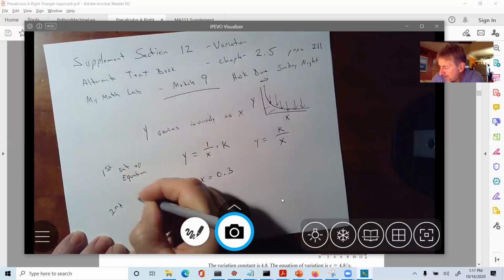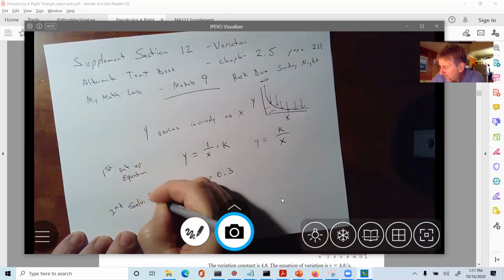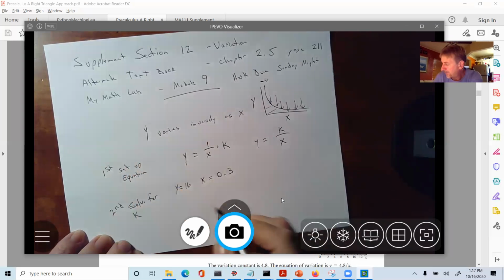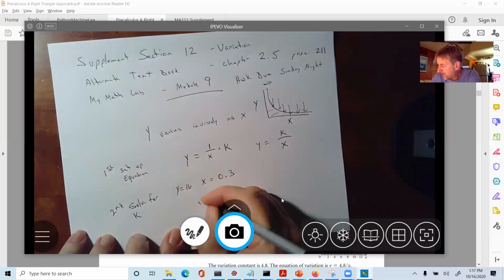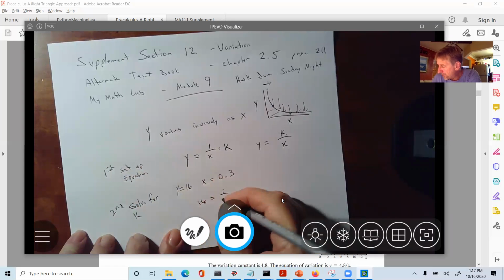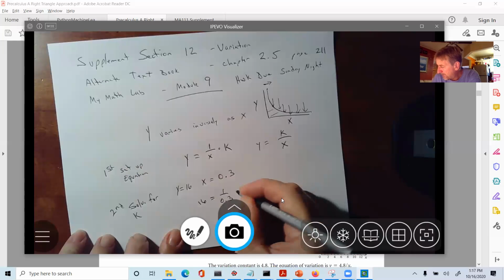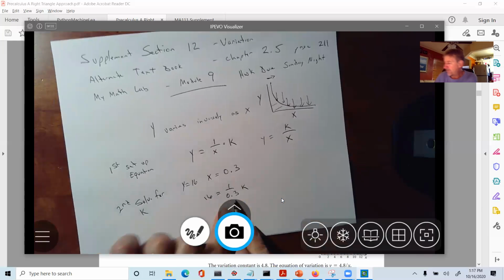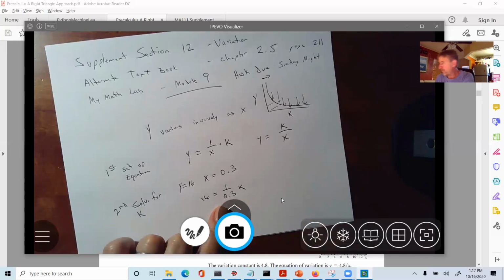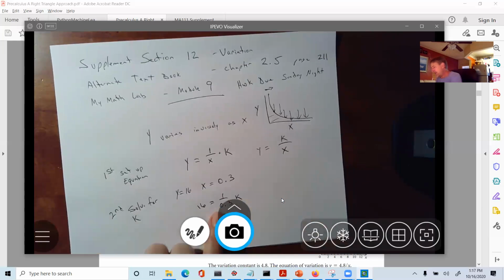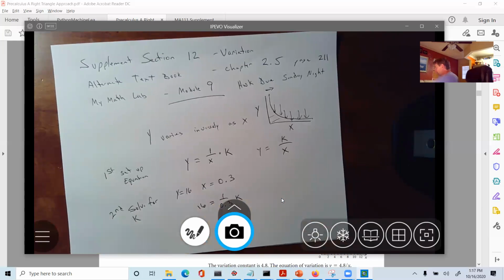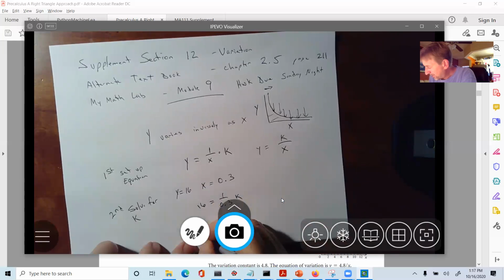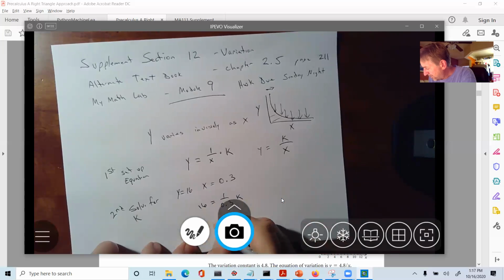Second, solve for k. So 16 equals 1 over 0.3 times k. Okay, we got this 0.3 in the denominator, if we multiply both sides by 0.3, then we're going to get 16 times 0.3 equals k.